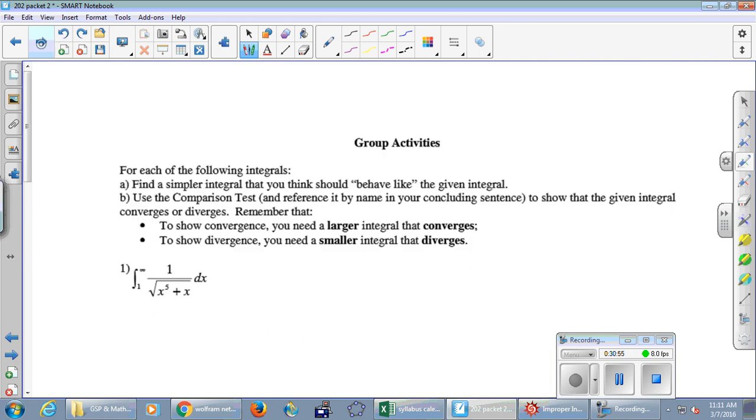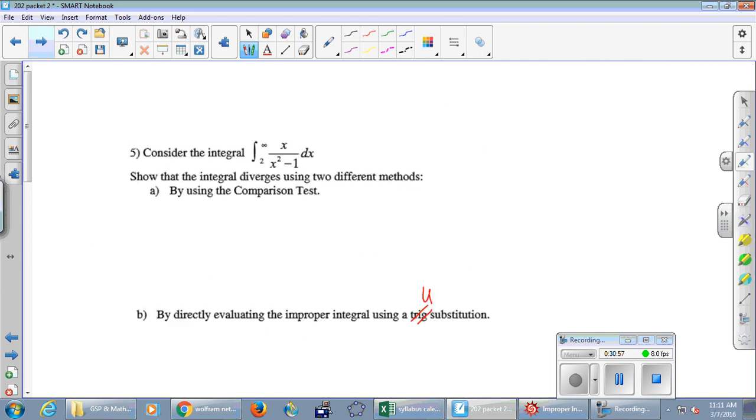All right. There is a typo on page 27. Can we just fix that real quick? Page 27. Can you change in 5B, it says trig sub 5B, change that to U sub on page 27. Everybody got that?